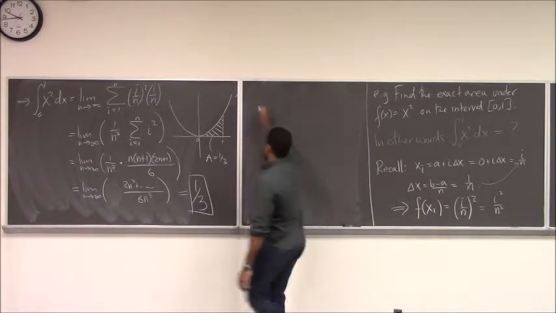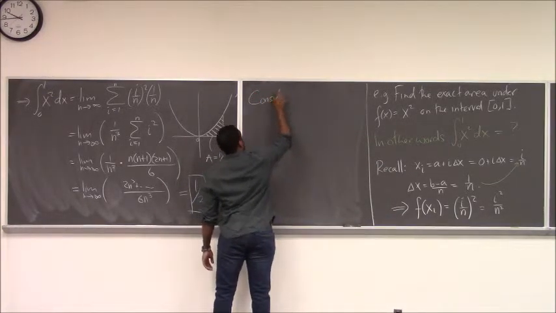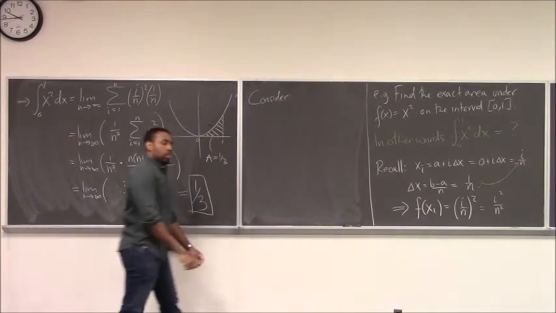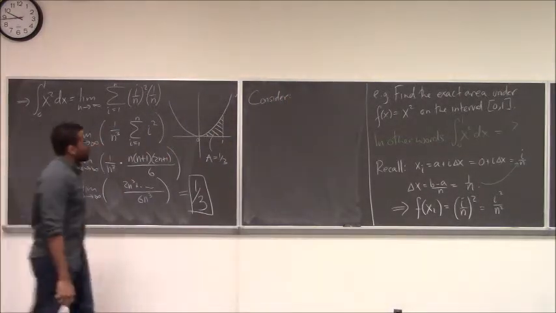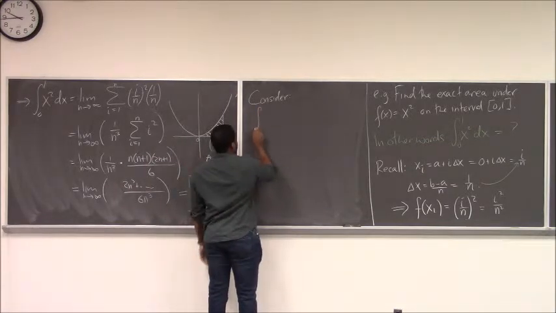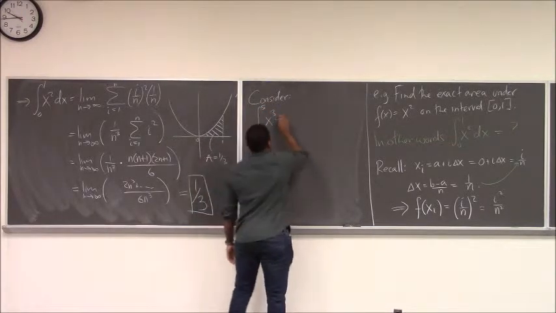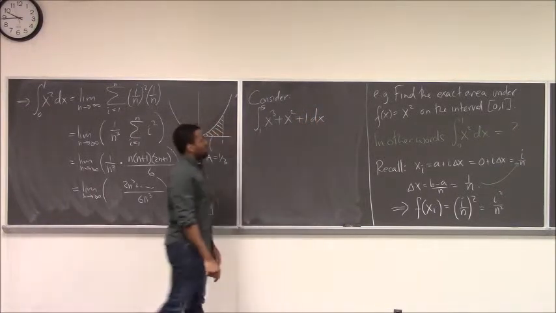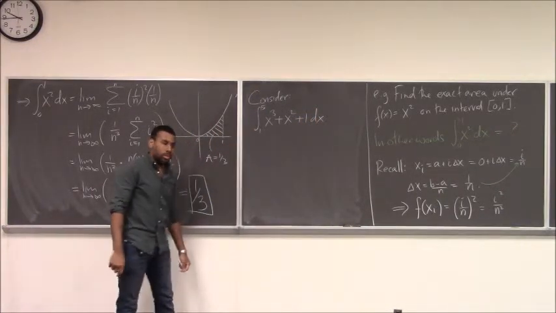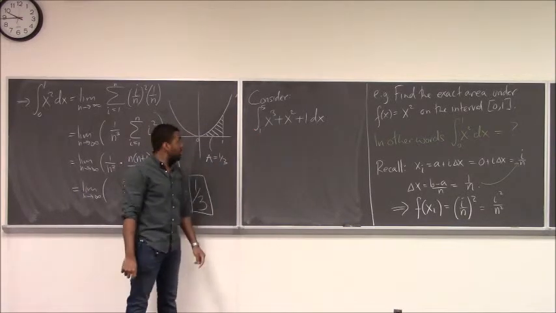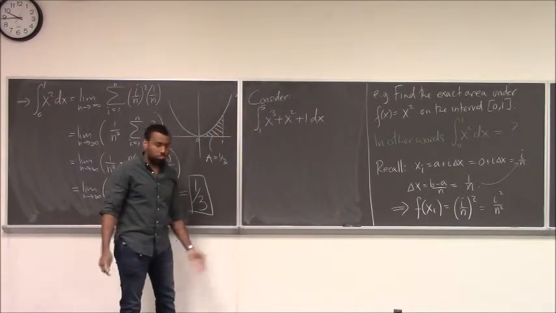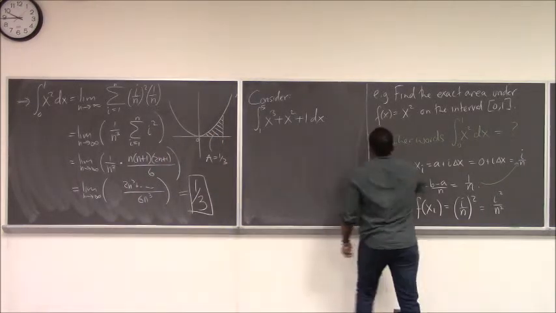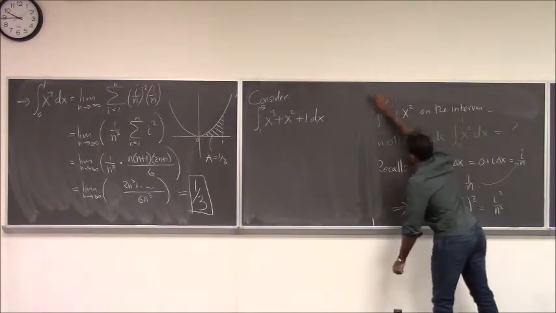Now, here's something we're only going to consider. I'm not going to completely do it, but consider if someone were to ask you: what if I wanted to find the area from 1 up to 5 of x cubed plus x squared plus 1? So there's this graph, and you want to find the area under that graph on the interval 1 to 5. How would that actually look?